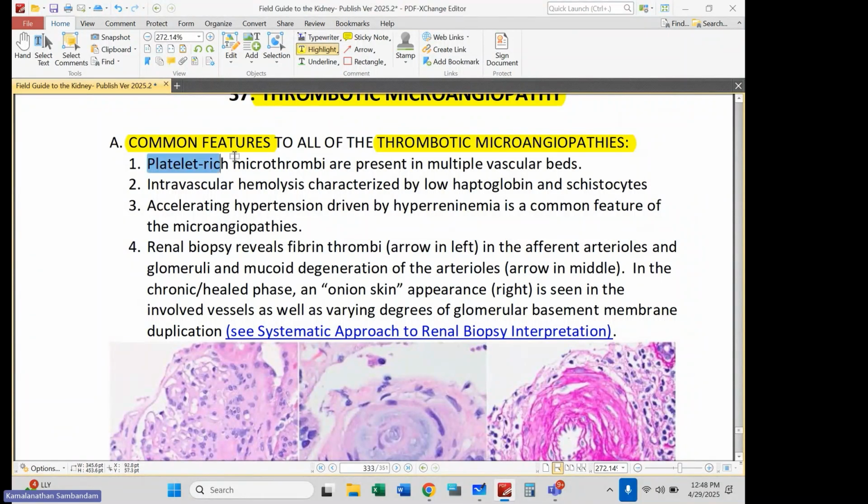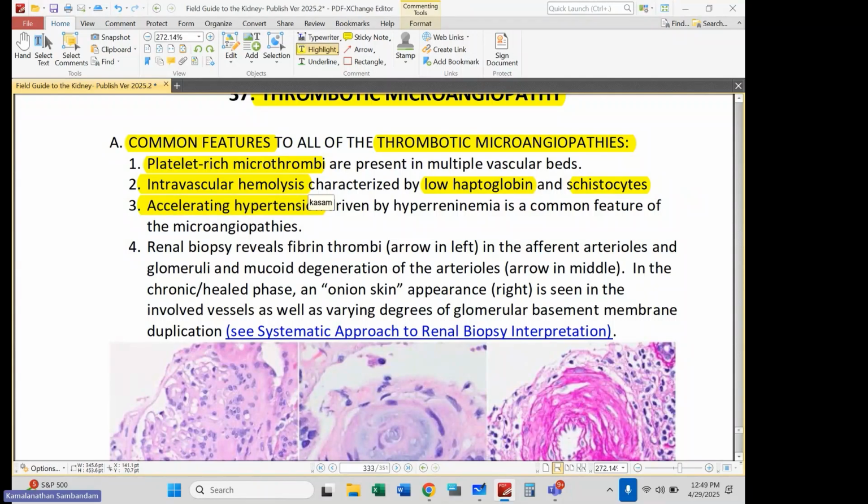We're going to see platelet-rich thrombi in multiple vascular beds, okay? Intravascular hemolysis is present in all of these conditions. Haptoglobin is a very sensitive test for the presence of intravascular hemolysis. Haptoglobin goes down very quickly with free heme circulating in response to mild degrees of hemolysis. Even with blood transfusions, haptoglobin can come down shortly after a blood transfusion. So it's a very sensitive test for free heme circulating, so intravascular hemolysis. And then, of course, you're seeing schistocytes as well.